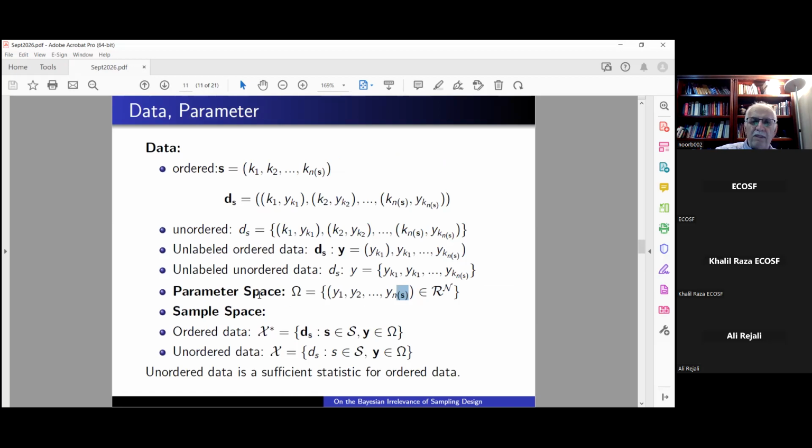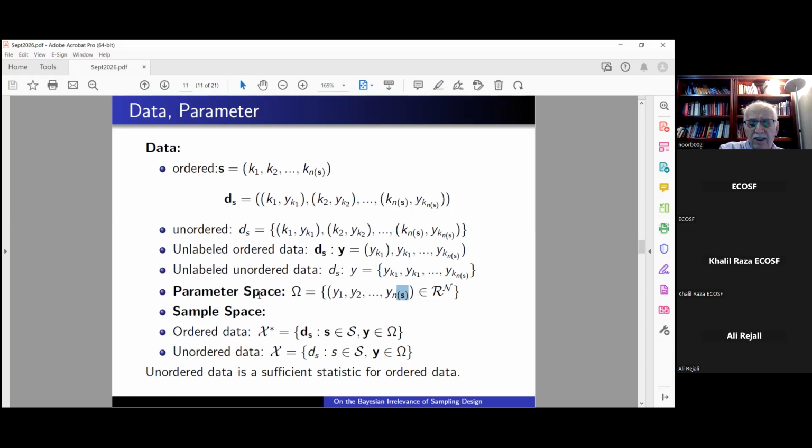Now, let me go back again to this. Why are we trying to define this? Because my aim in this talk is to present to you this irrelevancy, which comes from its incompatibility with the likelihood principle, and then come up with an alternative Bayesian solution.